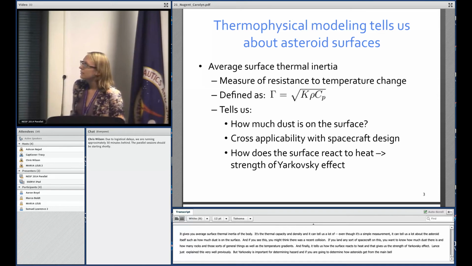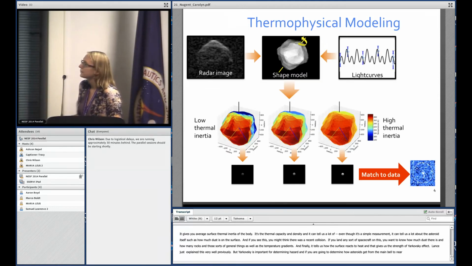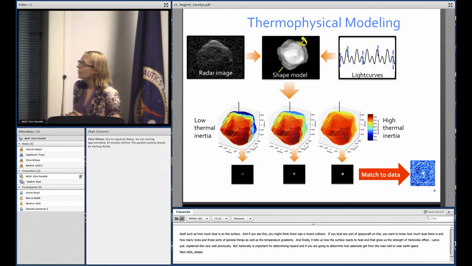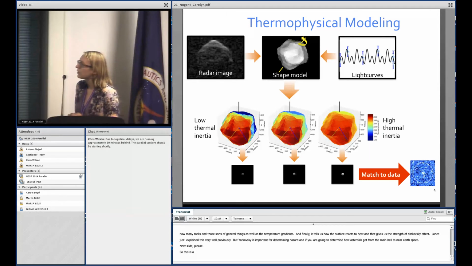Next slide, please. So this is a schematic of how thermophysical modeling generally works. You start with some sort of shape model and known spin state, and that can either come from light curves or from radar models that Michael just talked about.